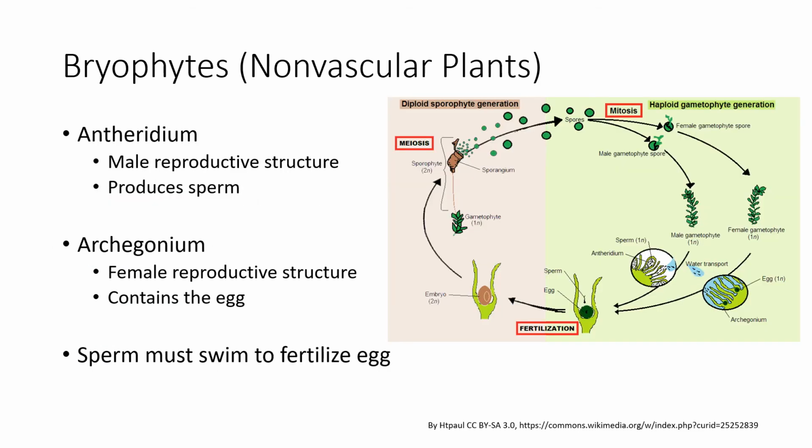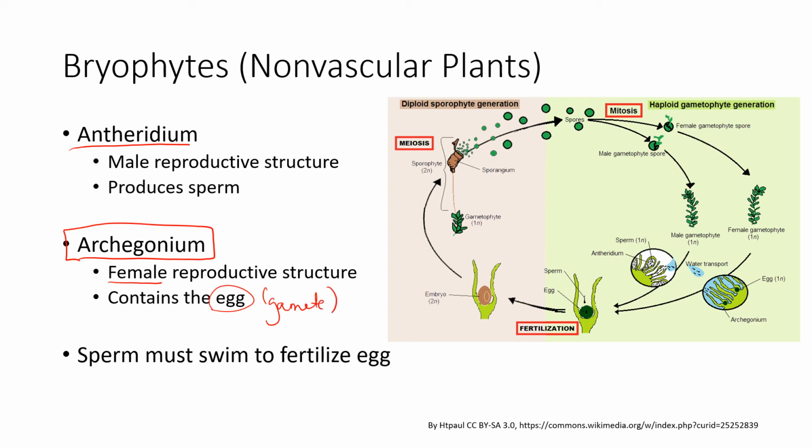And here is the alternation of generations life cycle for bryophytes, and I want to point out a couple of things before we walk through it. The first is that they're going to have two separate gametophytes, a male and a female. The female gametophyte is going to have a structure called the archegonium, and the archegonium is responsible for producing the egg, the female gamete.